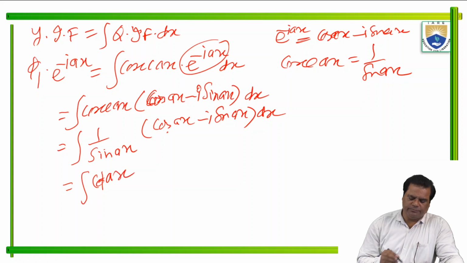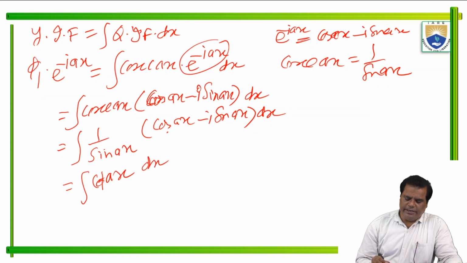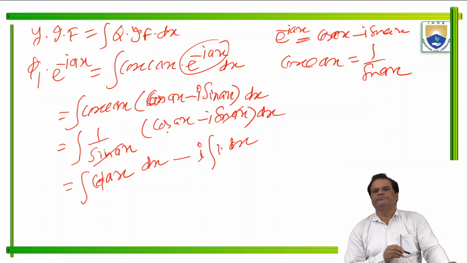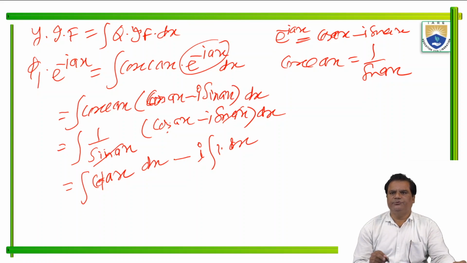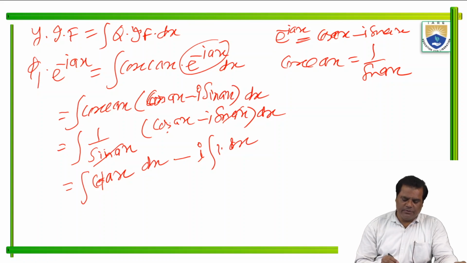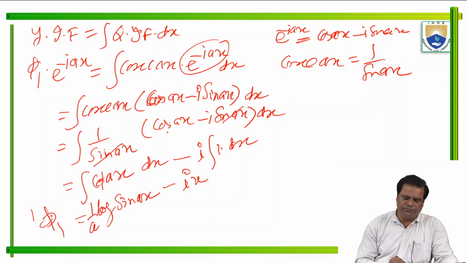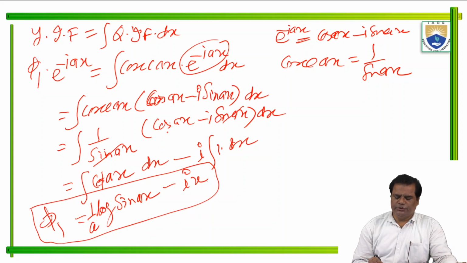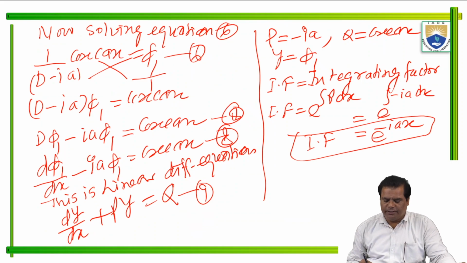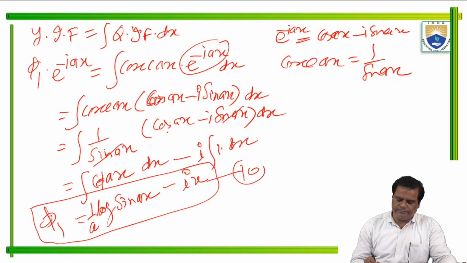Cot AX dx and minus I, this multiplied by this, here the sin AX cancels, so only 1 dx remains. So the integration of cot AX, since the differential of sin is cos, is 1 upon A log sin AX, and minus IX. So this is phi 1. This is equation number 10.